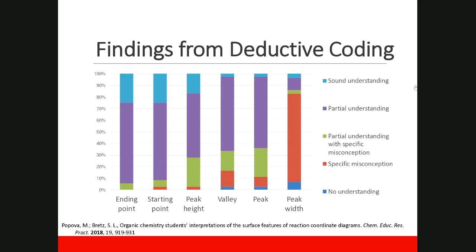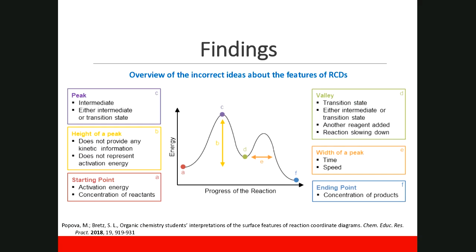Then we also made sure to summarize the misconceptions that we identified, the responses that are coded with green and red. And we created this figure that summarizes that. So when it comes to starting point, some students told us that the starting point represents activation energy. And when asked to explain, they say something like, well, the reaction would not start unless activated. So this is the kind of logic that they're using when telling us that the starting point represents activation energy. And some students told us that the starting point and ending point represent concentration of reactants and products.